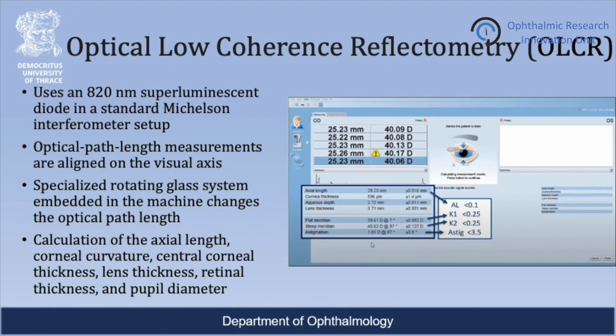Optical low coherence reflectometry uses an 820 nanometers superluminescent diode in a standard Michelson interferometer setup. Optical path length measurements are aligned on the visual axis, and a specialized rotating glass system embedded in the machine changes the optical path length. Apart from the axial length and corneal curvature, optical low coherence reflectometers also calculate the central corneal thickness, lens thickness, retinal thickness, and pupil diameter.